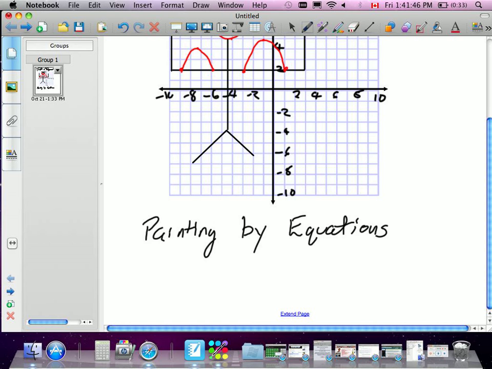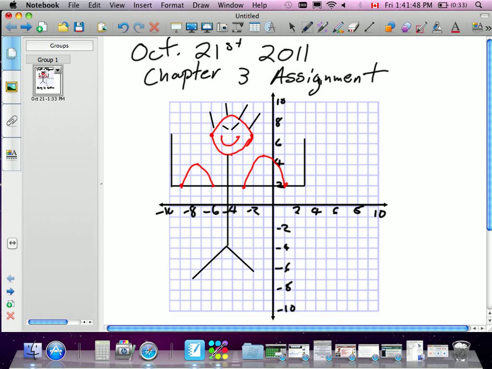So I want you to actually draw or graph the actual picture you're creating. But along with that, you're going to need to write out the equations of all of the lines or quadratics that you've used.